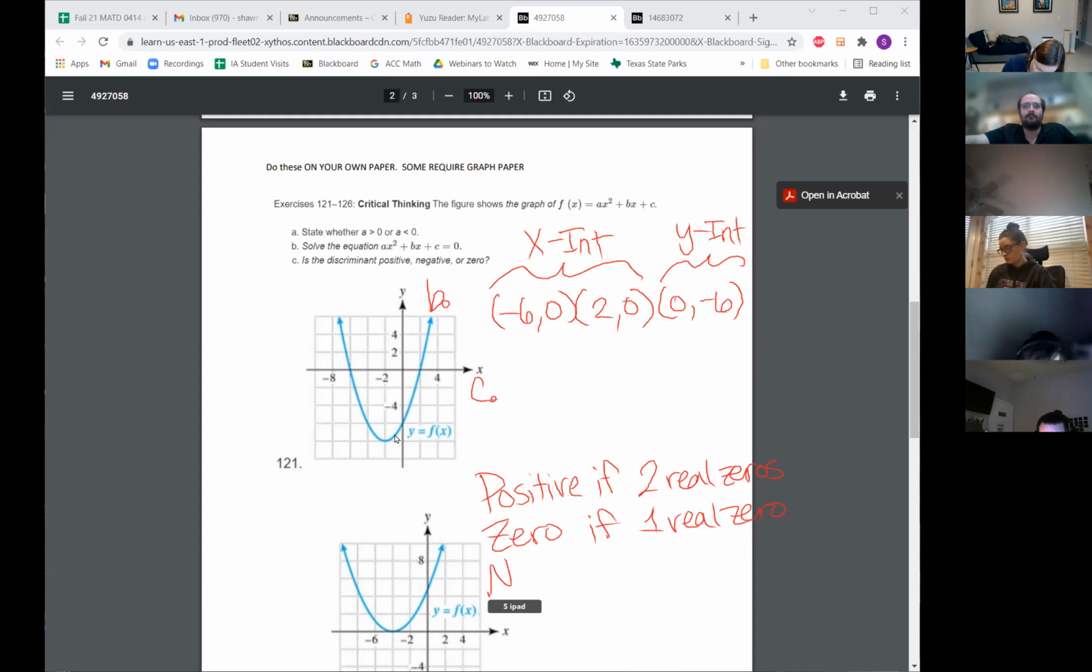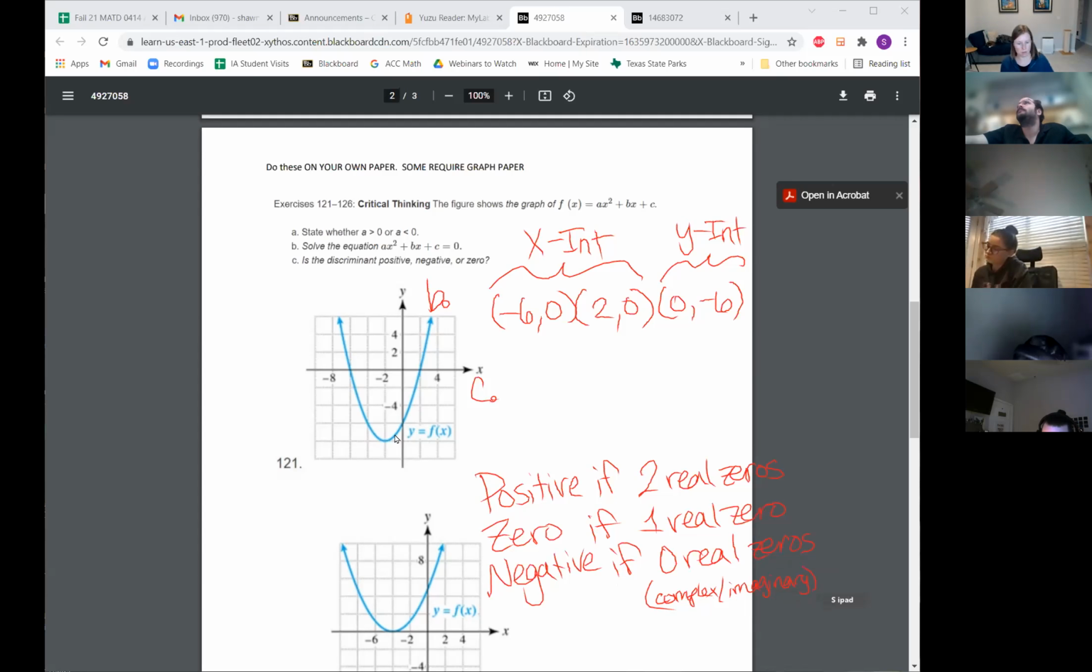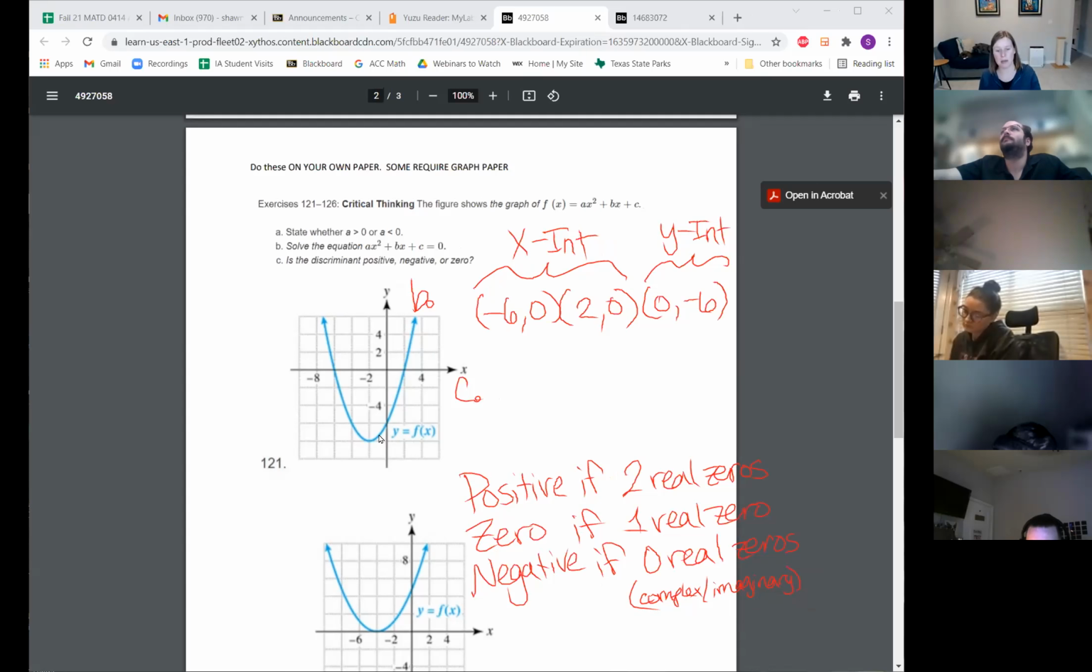I'm just writing this again in case y'all don't see it in your notes right away. Negative if 0 real zeros. And I'm going to write in parentheses, this would have complex or imaginary zeros, just so you know that's where that would go. We're just not doing it just yet, but I'm writing it in parentheses. When we say 0 real zeros, that means there's imaginary zeros.